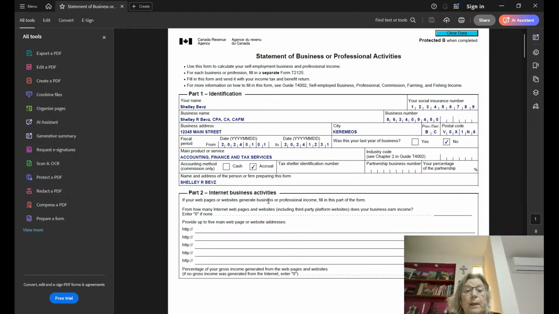Okay. Now it wants to know about internet business activities. Are you running an internet business? Are you using Shopify? Are you selling your product on Shopify? What does your business earn? Zero if none. Typically, you should be able to get a printout from that, that you can enter the numbers in here. They also want to know your websites, your web addresses. Okay, this is really important, guys.